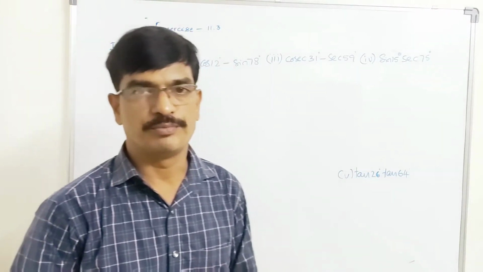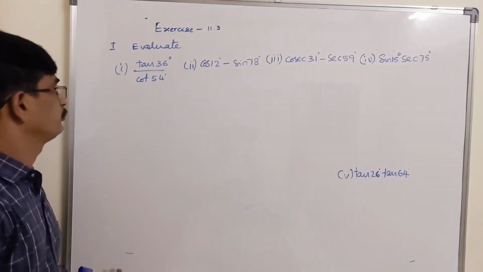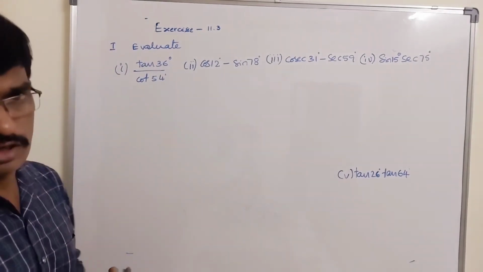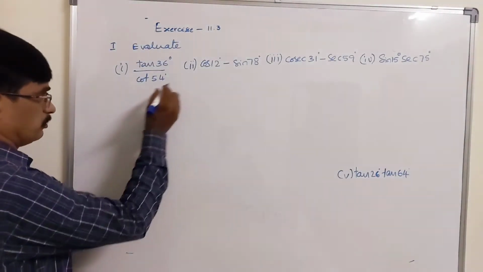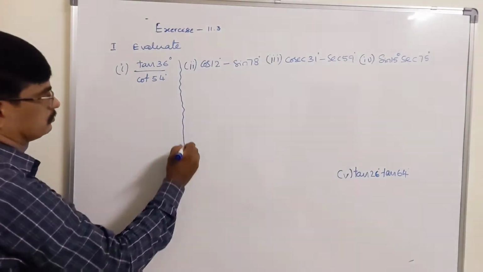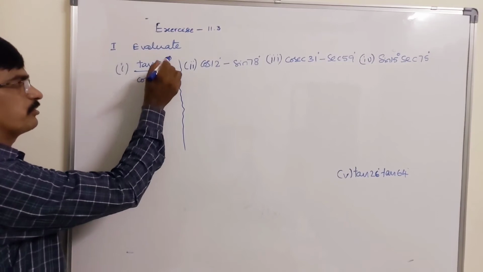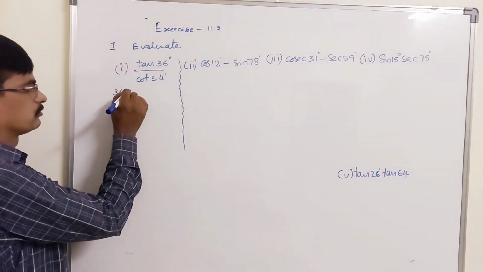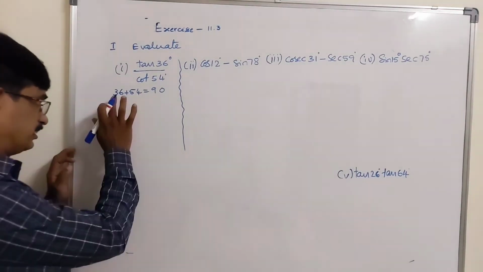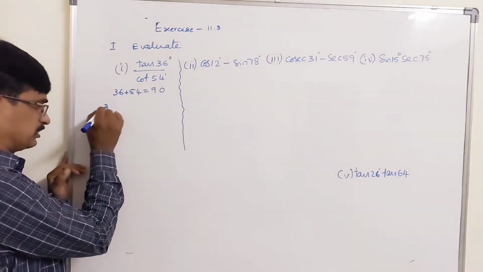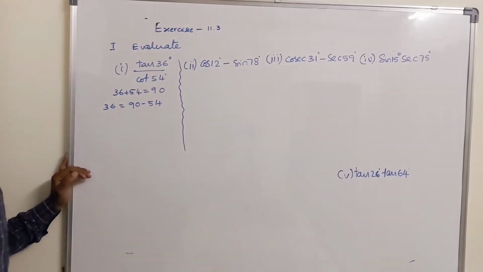Exercise 11.2 is completed. Now we are in exercise 11.3, in which we evaluate. The concept is that we are going to use complementary angles here. First one, tan 36 by cot 54. Here 36 plus 54 becomes 90 degrees. Okay, 36 plus 54 is 90. Then 36 is equal to 90 minus 54.